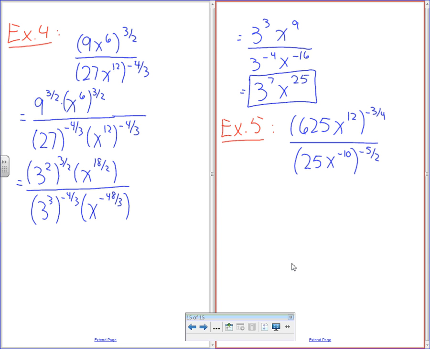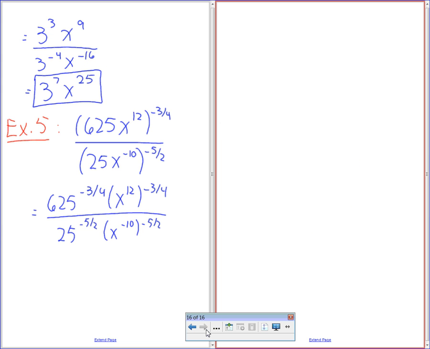Quinn, go. 625 to the negative 3 over 4. Yeah. And then x to the 12. Owen, can you do the denominator for me, please? So it's 25 to the negative 5 over 2. Yeah. And x to the negative 10 to the negative 5 over 2. Great. Okay, can I get another volunteer, please, to simplify the numerator? 5 to the 4 with our negative 3 over 4. x to the negative 36. Great.